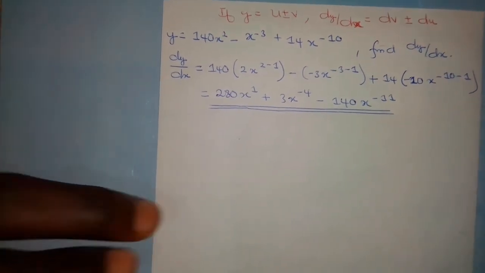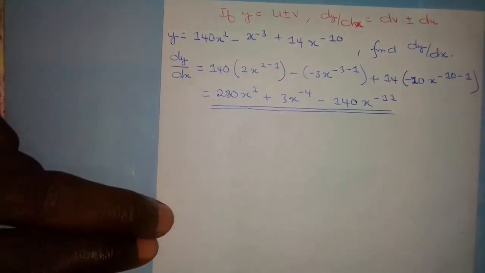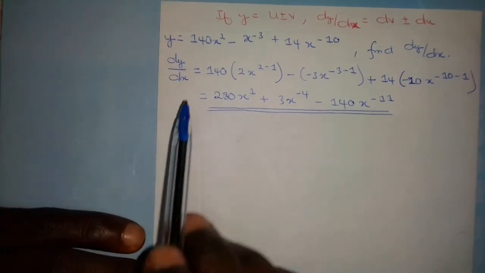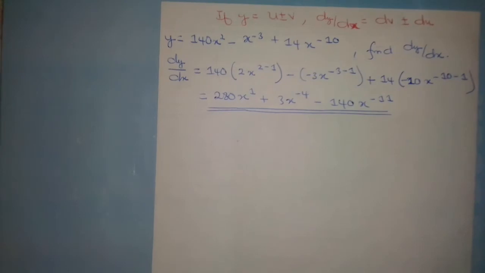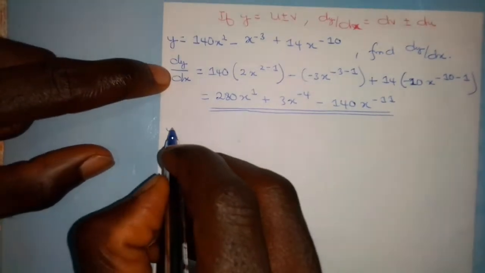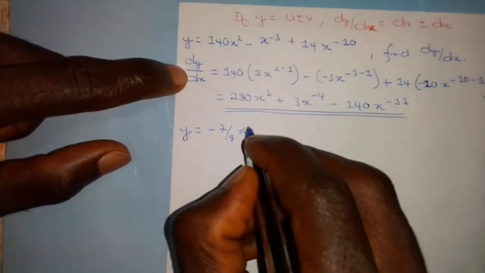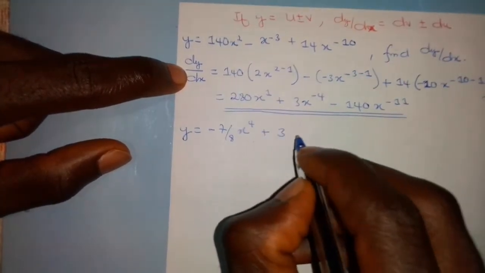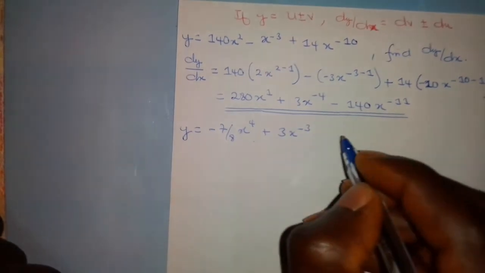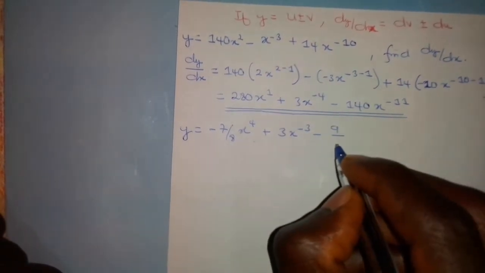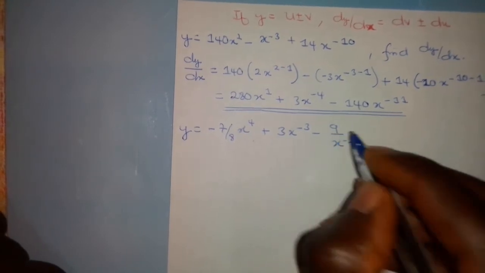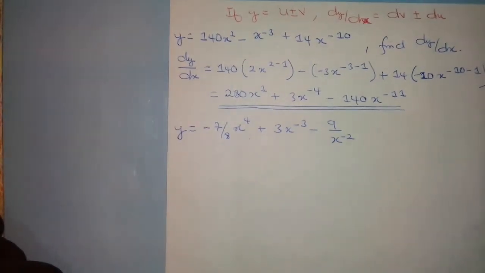So there is another question that they may give you in such a case, that you have an expression such as this and you are asked to differentiate or find the derivative of that function at x equal to some value. So let's try that case and see how you would solve it if you were given something like that. So let's say you had y is equal to minus 7 over 8 x raised to the power of 4 plus 3x raised to the power of minus 3 minus 9 over x raised to the power of minus 2. So if we had something like this, how would you solve it?